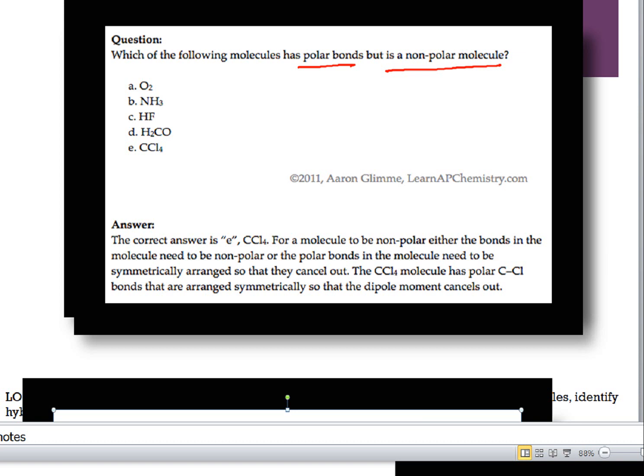So we are going to ignore O2 because the difference in electronegativity here will be 0. NH3, it has lone pair, so it should be polar. HF, it has lone pairs, it should be polar. This molecule also, it has oxygen O, so it should be a polar molecule. While CCl4 is just a central carbon atom surrounded with 4 Cl atoms.